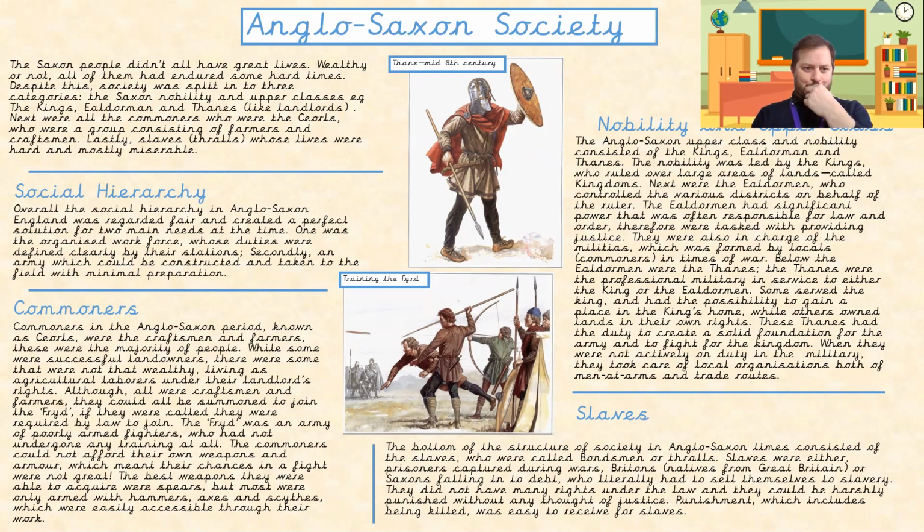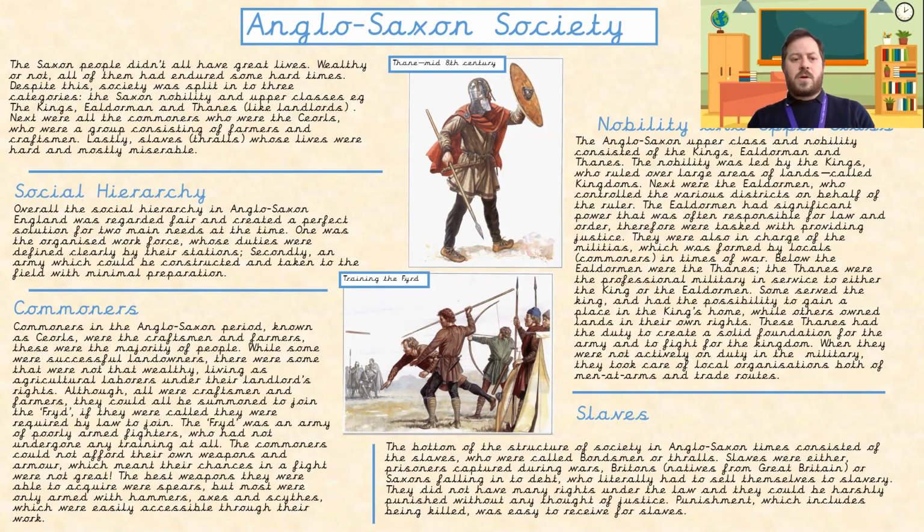Social hierarchy. Overall, the social hierarchy in the Anglo-Saxon England was regarded fair and created a perfect solution for two main needs at the time. One was the organised workforce, whose duties were clearly defined by their stations. And secondly, an army which could be constructed and taken to the field with minimum preparation.